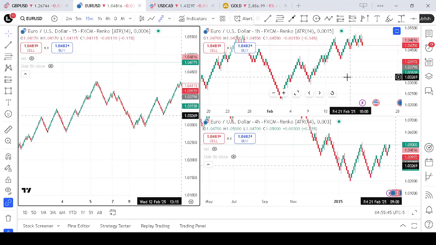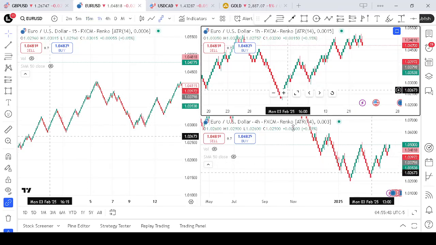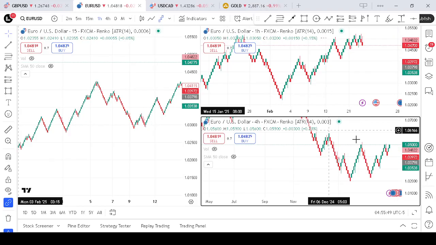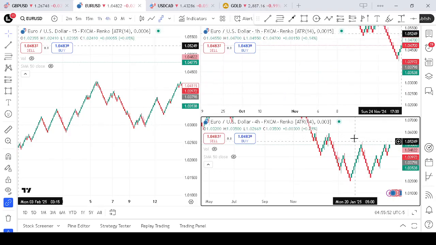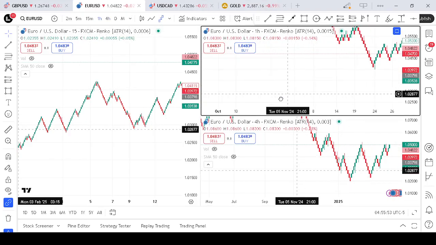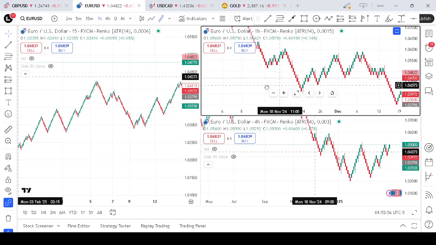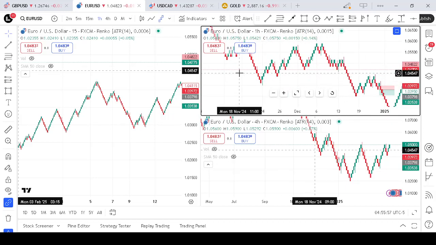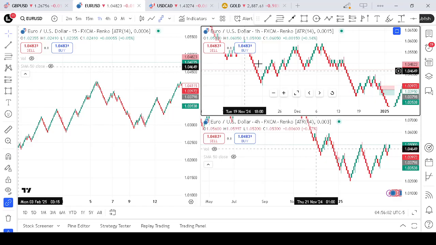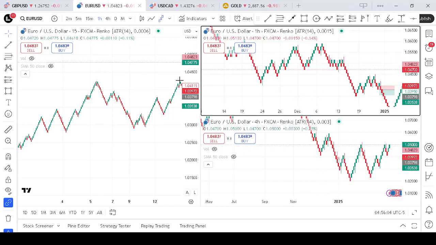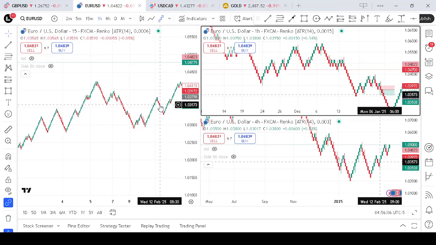Now let's look at our 3 charts. Remember, we are using multi-time frame analysis right now. The first chart would be your 4-hour time frame, your higher time frame. Your second chart, or your medium time frame, should be your 1 hour, while your small time frame should be your 15 minutes.